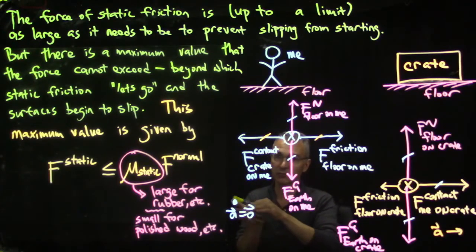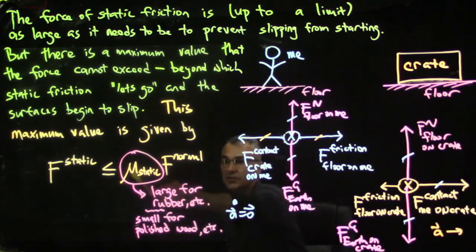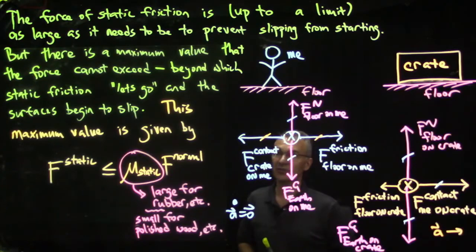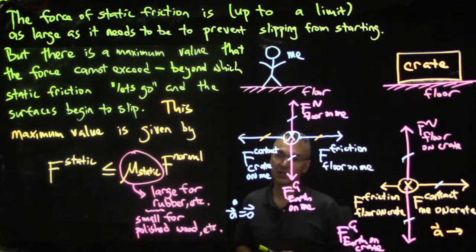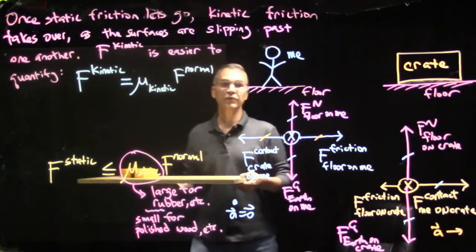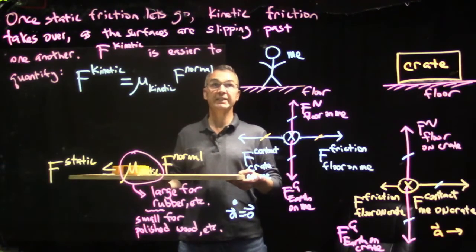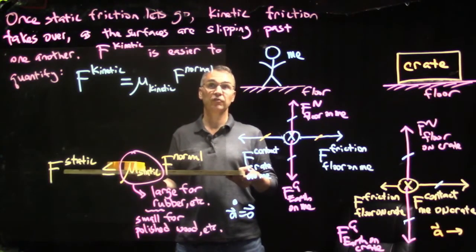So you could have wood on wood, or rubber on rubber, or rubber on wood, and so on. So this coefficient, mu static, depends on the two surfaces, and it often depends on the details of the smoothness or the kind of finish of the two surfaces. Once static friction lets go, kinetic friction takes over as the surfaces are slipping past one another.